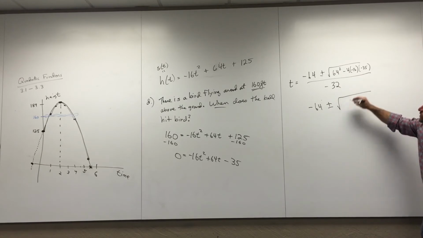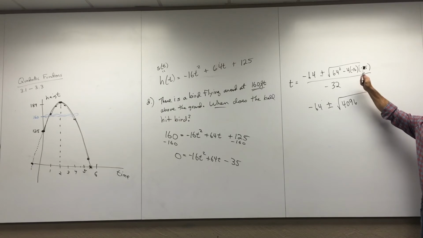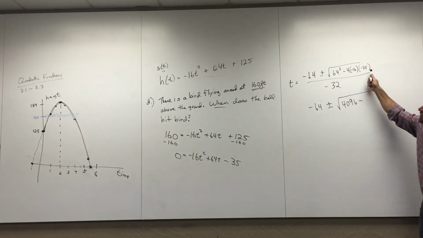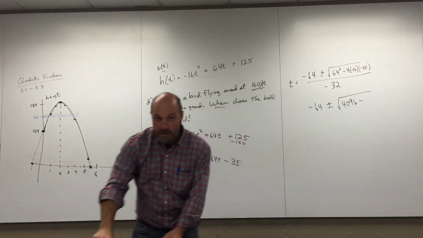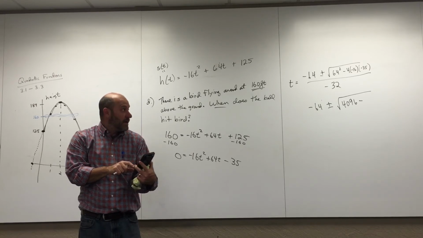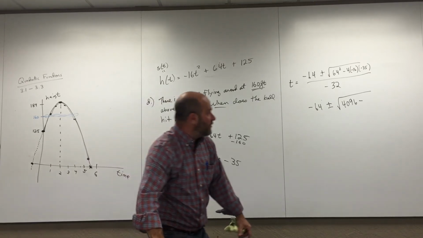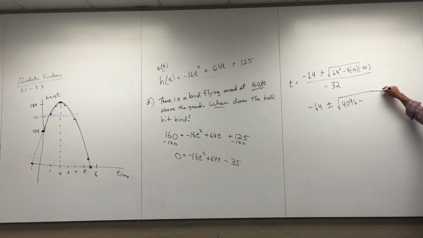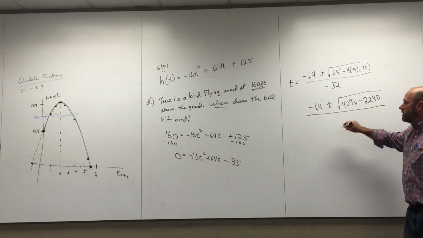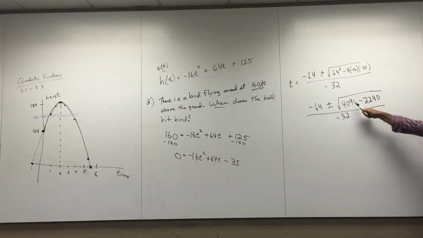What is that? That's 64 squared. That was that 4,096. And then this is going to be, look at those 3 negative signs. See them? It's going to be subtracting whatever that number is. But this time it's subtracting instead of adding, I guess. 2240, all over negative 32. I'm going to subtract that.